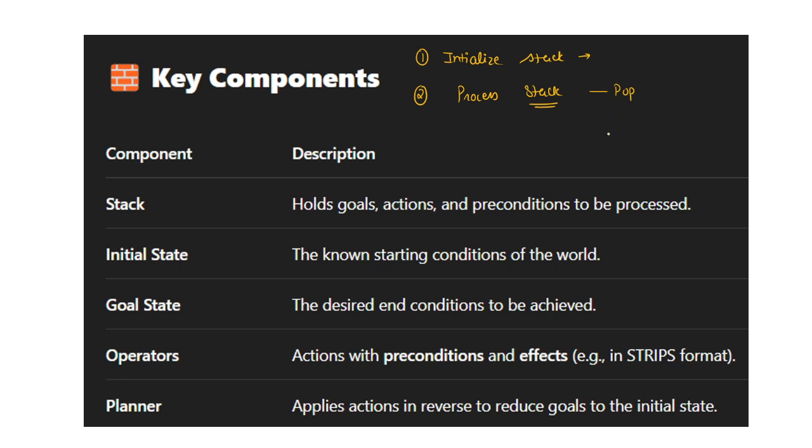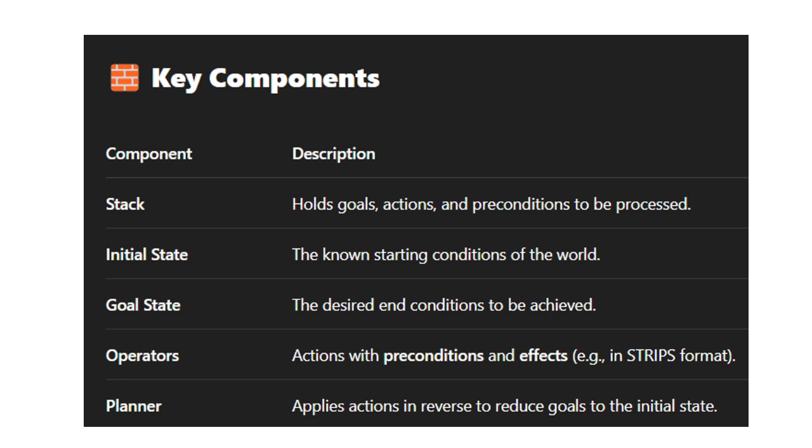If it is a goal condition and not yet satisfied, then find an action that achieves it. Then we push the action and its preconditions into the stack. If it is an action, apply it to update the current state. And at the third point, we repeat point number 2 until we achieve our goal state, right? Keep doing this until the stack is empty and all goals are satisfied. So this is basically a three-step process.